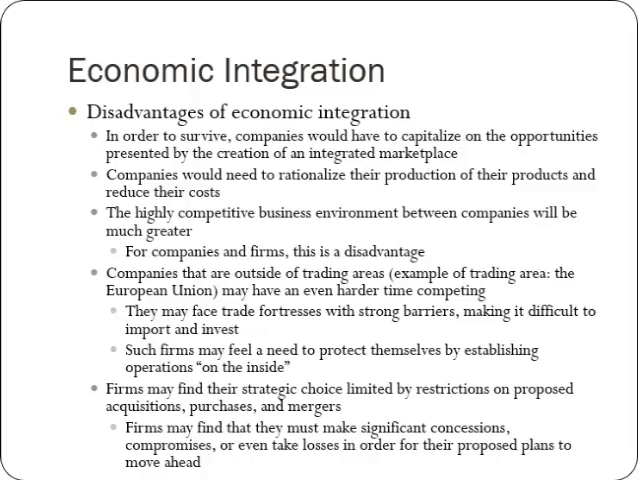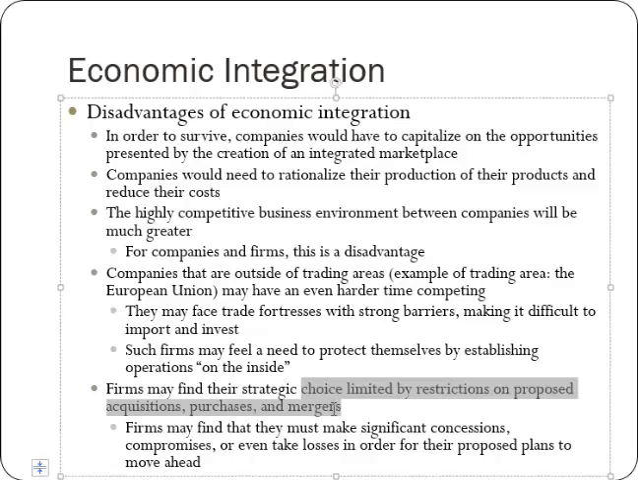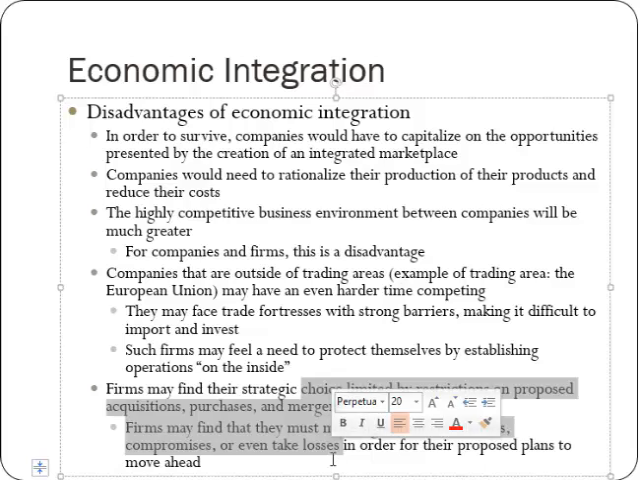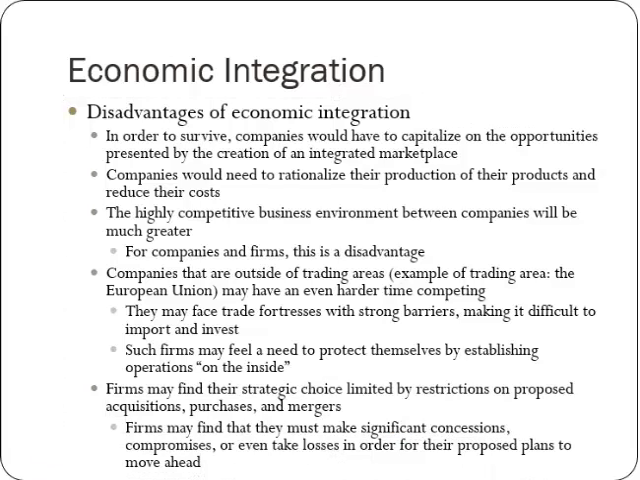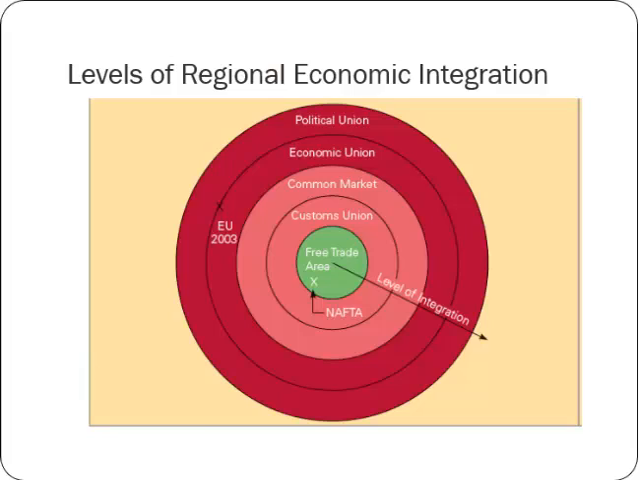Firms may also find their choice limited by restrictions on proposed acquisitions, purchases and mergers. Very often these come with economic integration, where countries have to put restrictions on what individual companies can do in order to make sure that the combination of these countries doesn't hurt them. For example, France might say, well, okay, we'll integrate with Germany, but we want to make sure that French companies aren't hurt, and therefore we will have certain economic protections for French companies. These are things that could work to the disadvantage of individual firms.